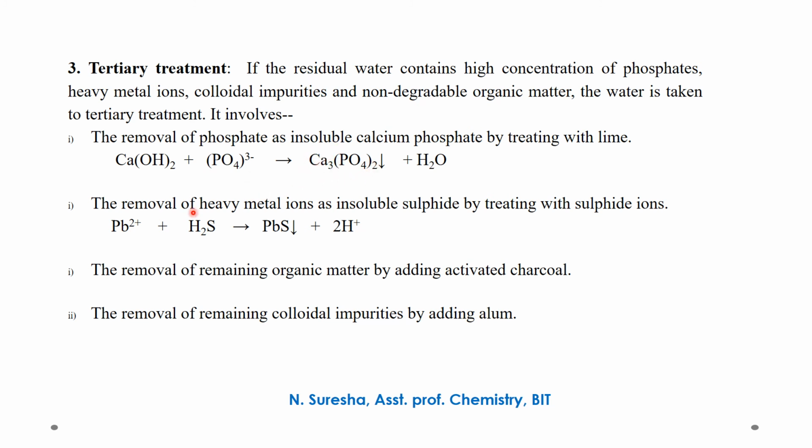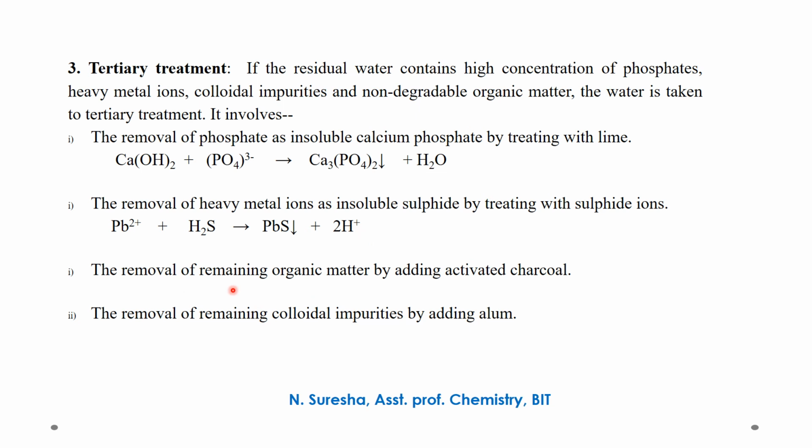If there are heavy metal ions in the water sample, they can be removed by converting them into insoluble sulfides by the addition of sulfide ions. To the heavy metal ions like lead, mercury and cadmium, when we add sulfide in the form of H2S, the heavy metal ions convert into their respective sulfides. So they will settle at the bottom. We can remove heavy metal ions also.